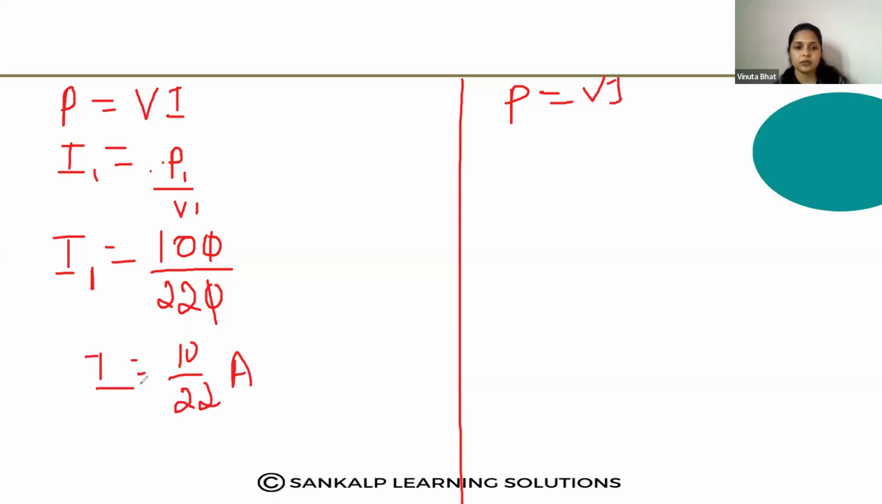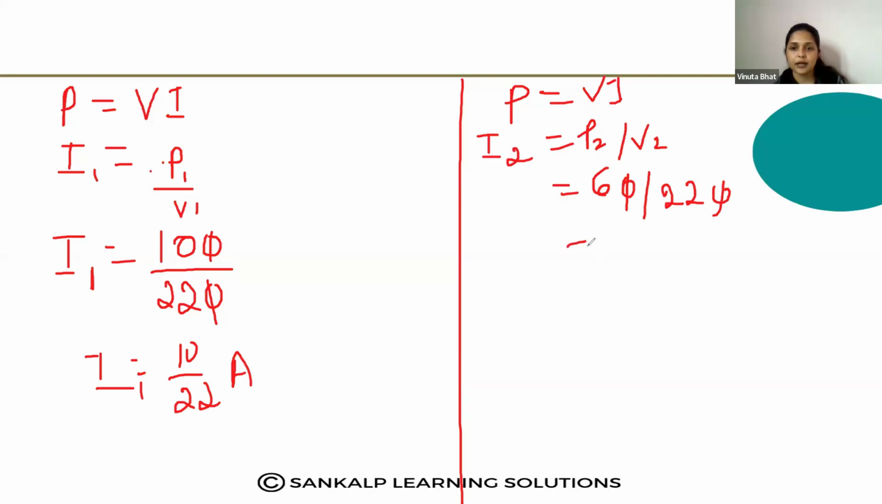I1 is equal to like this and I2 is equal to P2 by V2. So that is equal to P2 value is 60 watt divided by 220. So I will cancel 0, 0. I2 is equal to, what is the value? 6 divided by 22 ampere.